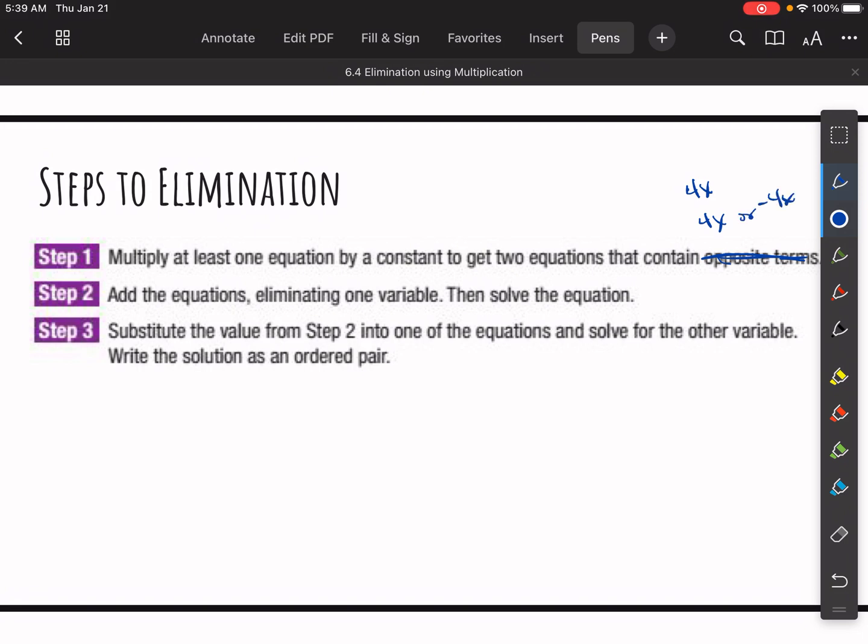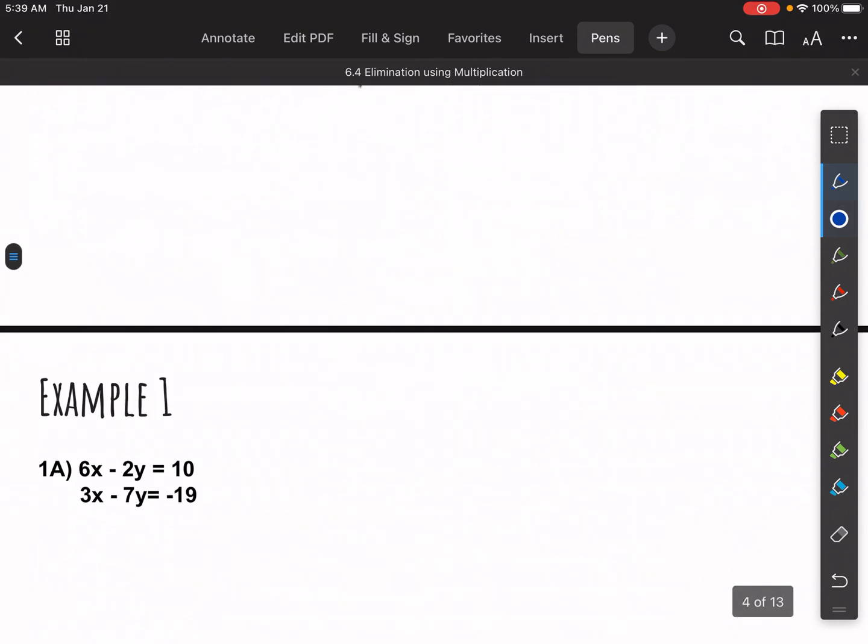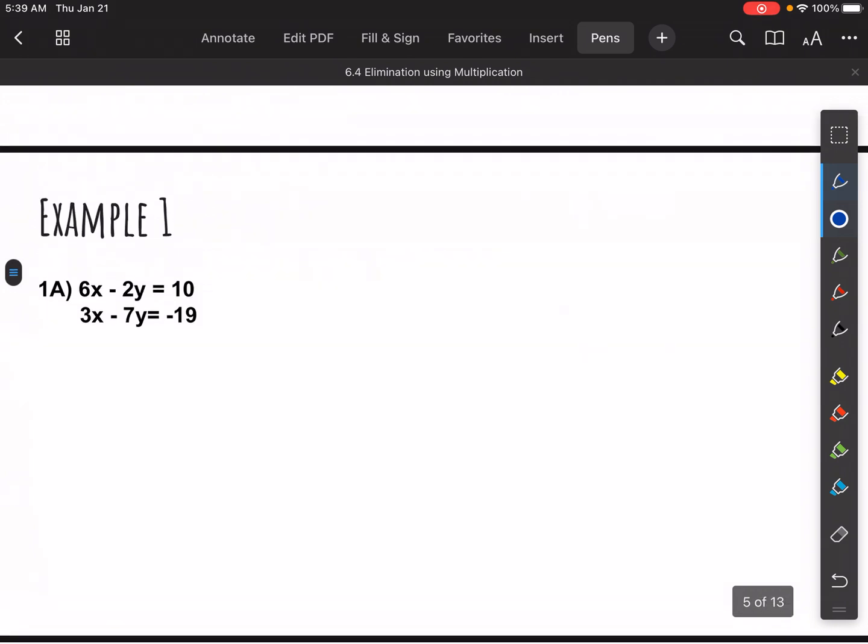You just want the coefficient, the number that's in front of whatever that term is, the x term or the y term, to be the same. Then what you could do is either add or subtract the two equations to eliminate a variable. Then solve the equation. Okay, so we're going to now substitute whatever we get. So if we're solving for y, we get a y value, we plug it back in, we substitute it back in to one of the equations, and that'll give us our other variable. Sounds confusing, right? Well, let's do one because it's not as bad as you might think.